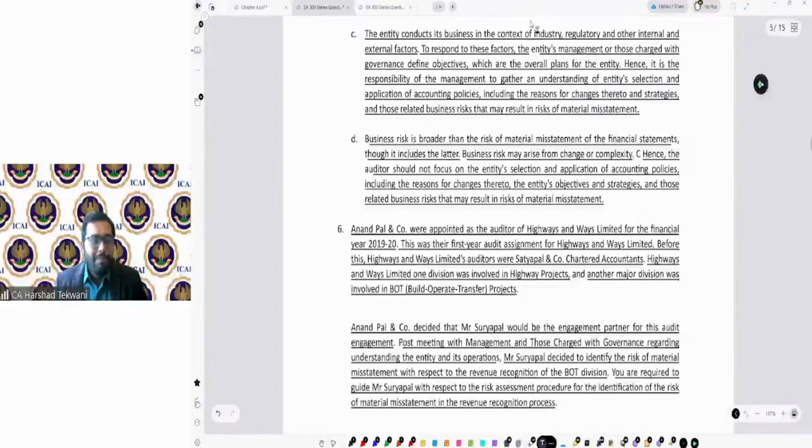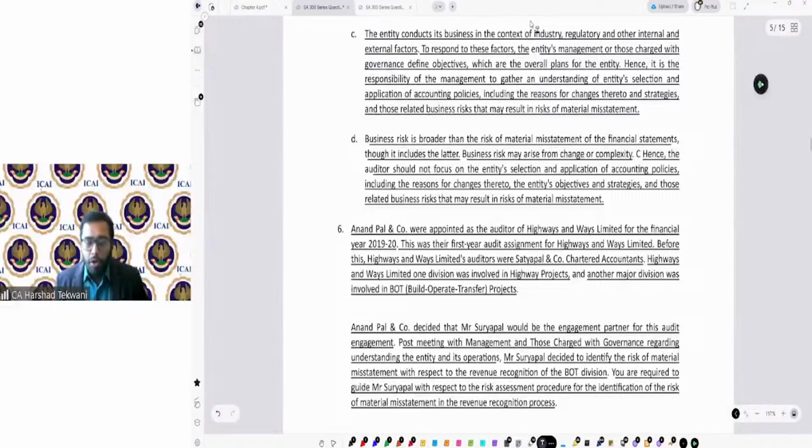So you need to tell Mr. Suryapal what the requirement is when it comes to the revenue recognition process and risk of material misstatement in revenue. How can Mr. Suryapal identify and perform risk assessment procedures or identify risk of material misstatement in the revenue recognition process? So you need to guide Mr. Suryapal on that.